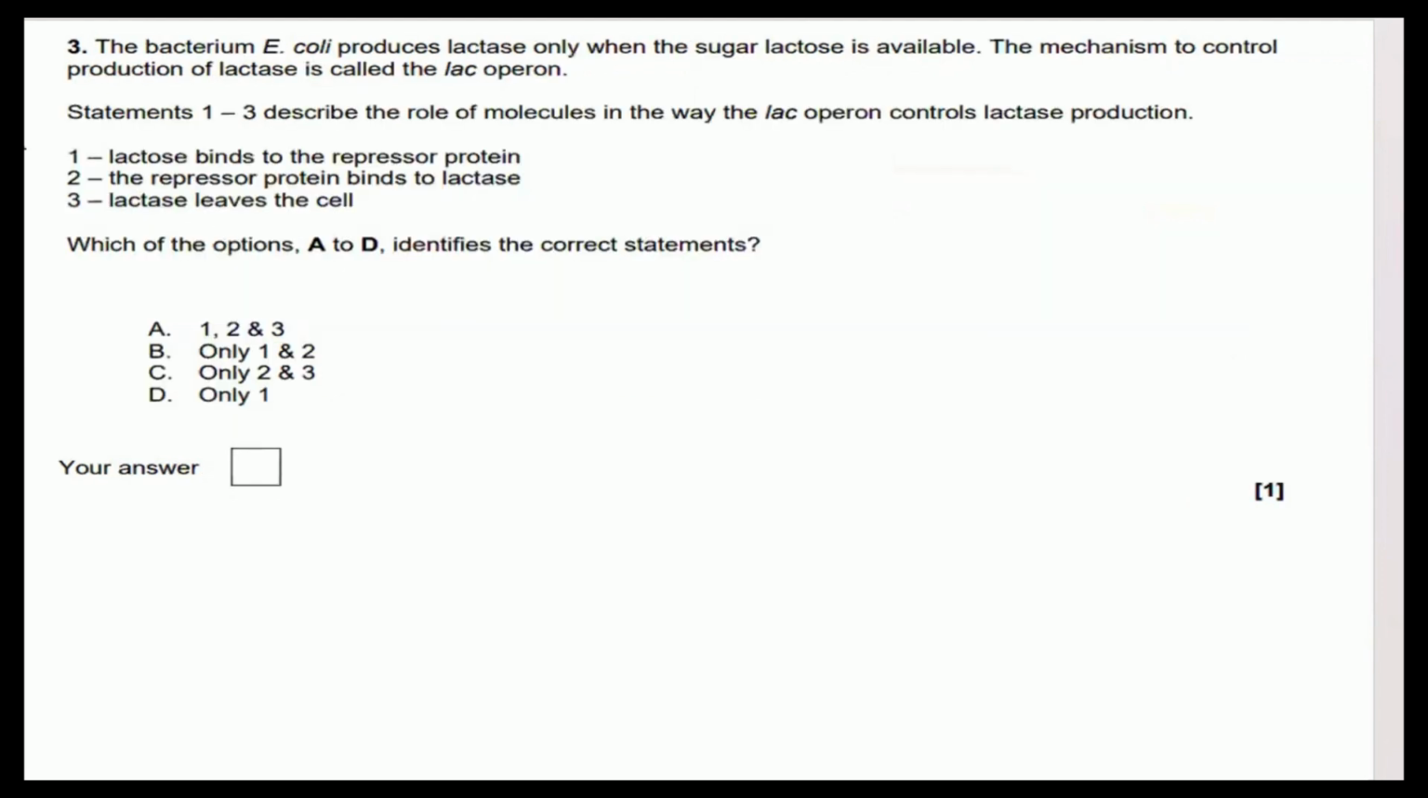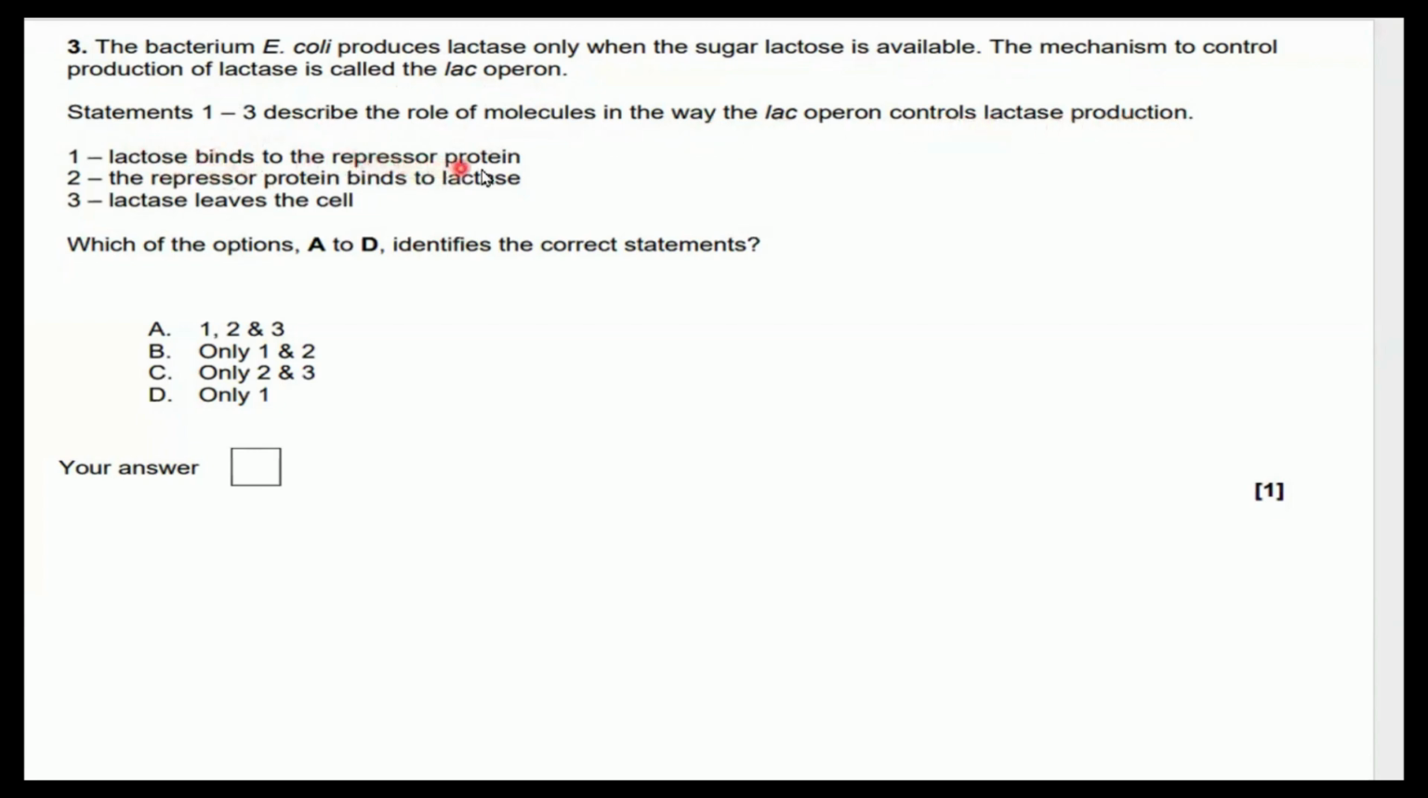Right, what we got here. The bacterium E. coli produces lactase only when the sugar lactose is available. The mechanism to control production of lactase is called the lac operon. Remember, we've just been looking at an operon, so I'm not going to draw it all out again. Statements 1 to 3 describe the role of molecules in the way lac operon controls lactase production.